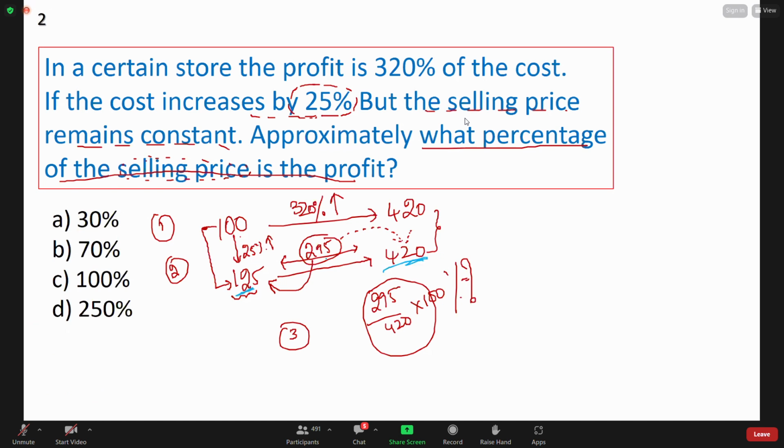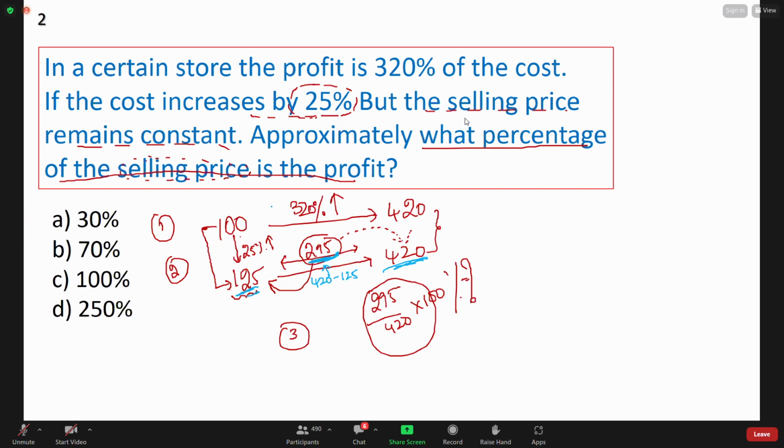How much did the profit reduce now? Selling price minus cost price, right? That would be 420 minus 125. So this is 295. 436. Clear up to here? Are we clear so far? Yes? No? What is the profit in the second case?